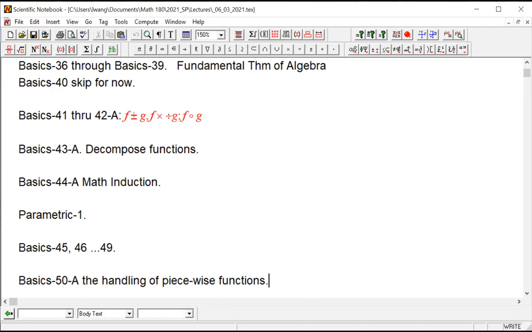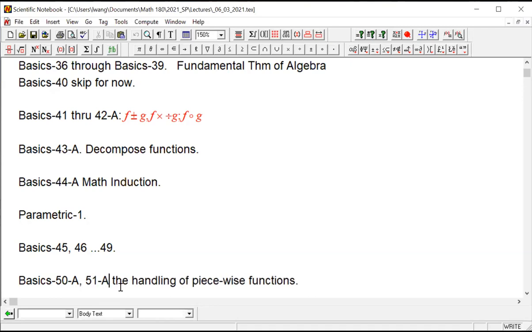Of course, we handled the piecewise function with the absolute value of x from the beginning, and we expanded that handling: how to graph piecewise functions, and how to turn absolute value functions in their various forms into piecewise functions, for your further study, right? So 50A.